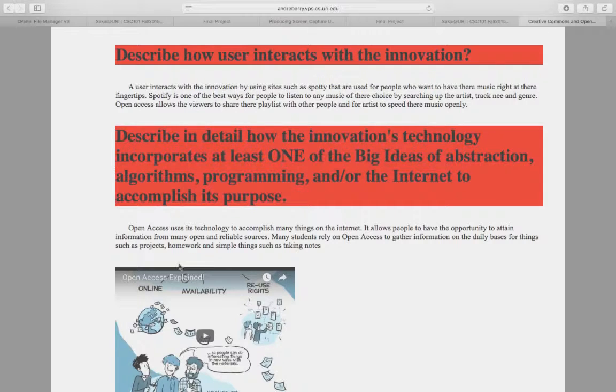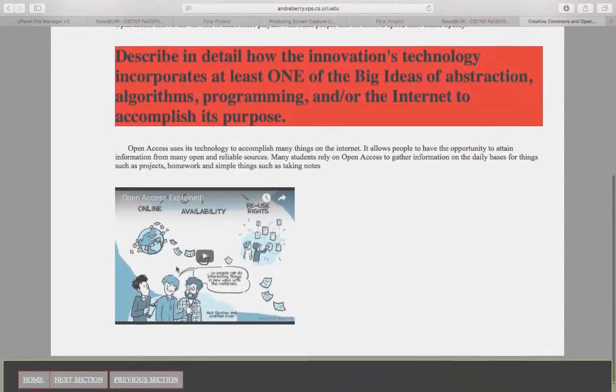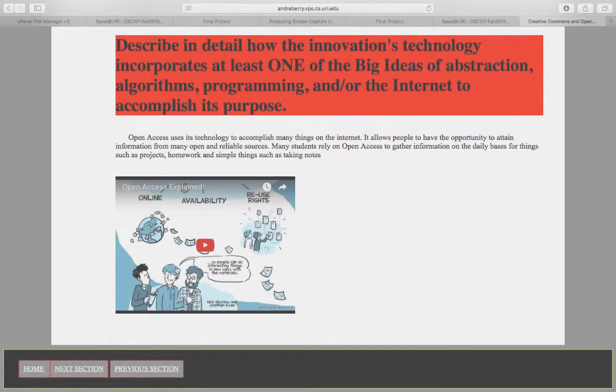Open access uses technology to accomplish many things, and it allows people to have the opportunity to obtain information from many open, reliable sources. Many students rely on open access to gather information on a daily basis for things such as projects, homework, and simple things such as taking notes or wanting to learn more about what they're learning, because reading and information are the key for a lot of things. And I've learned that the more you read, the more you research, the more you'll remember everything that you have going on.